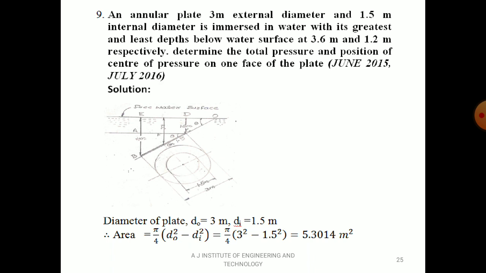So this was the question asked in June 2015 and July 2016. So least depth DC is given as 1.2 meter and greatest depth EB is given as 3.6 meter. This diagram is similar to the previous problem. So you can just write diameter of the plate DO equal to 3 meter, DI equal to 1.5 meter, area equal to pi by 4 into (DO square minus DI square). It is a circular plate with a hole, so I have to subtract that hole portion. So that is equal to pi by 4 into (3 square minus 1.5 square), which is equal to 5.3014 meter square.